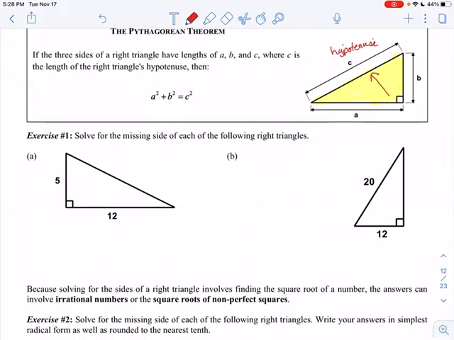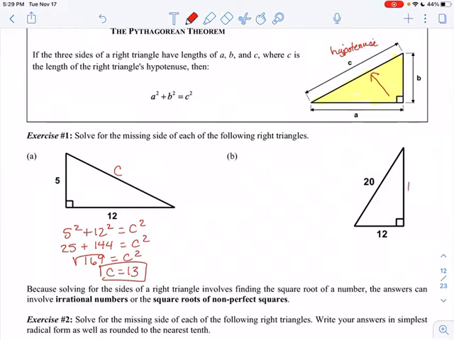So let's look right here. Example 1A. The side I'm missing is the hypotenuse, so that's my C. 5 squared plus 12 squared equals C squared. A squared plus B squared equals C squared. 5 squared is 25. 12 squared is 144. 25 and 144 is 169. And then I take the square root of that, so my missing side is 13. And this is a combination that comes up a lot, 5, 12, 13.